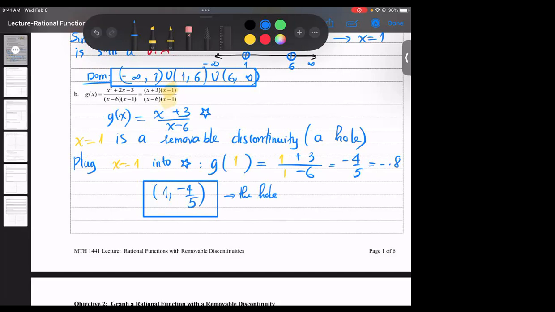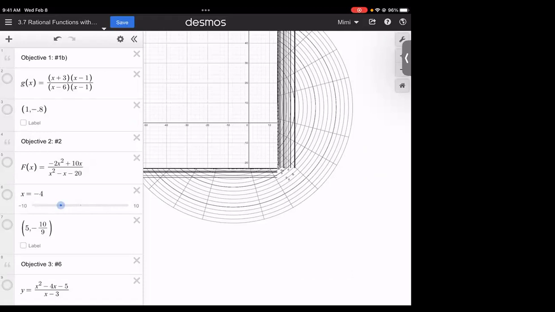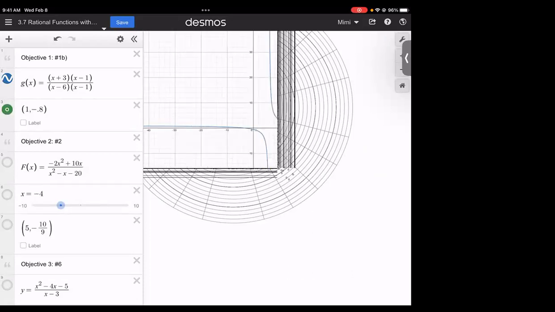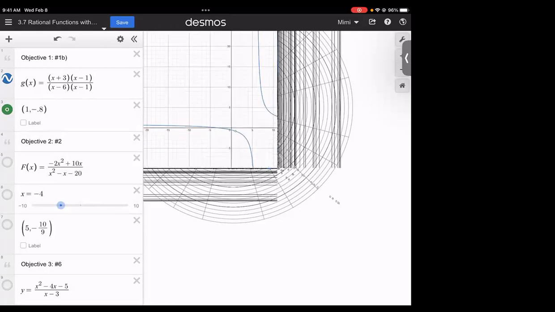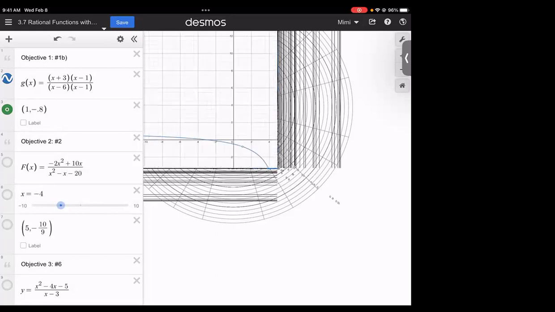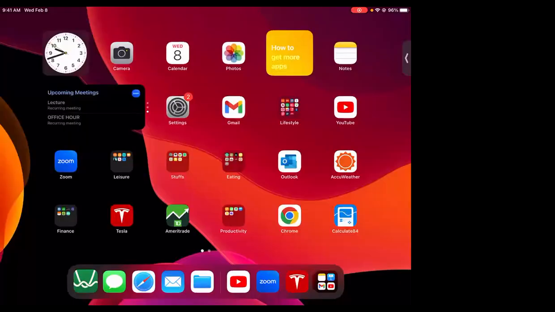Let me show you what it looks like in decimals. I should have restarted my iPad. I'm sorry. I should have restarted my iPad. All right. So right there, you can see that's the hole right there. You can see the little dot. I don't know if you can see it. Yeah, the little dot right there. 1, negative 0.8. Okay.